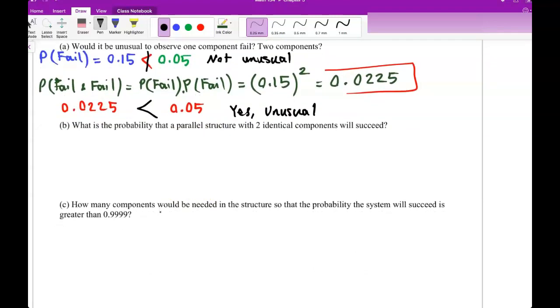Part B, what is the probability that the parallel structure with two identical components will succeed? That is equal to 1 minus the probability of both fail.